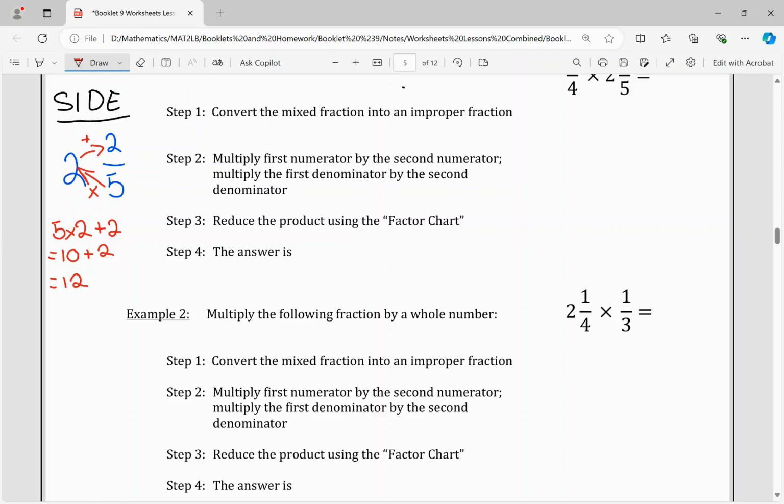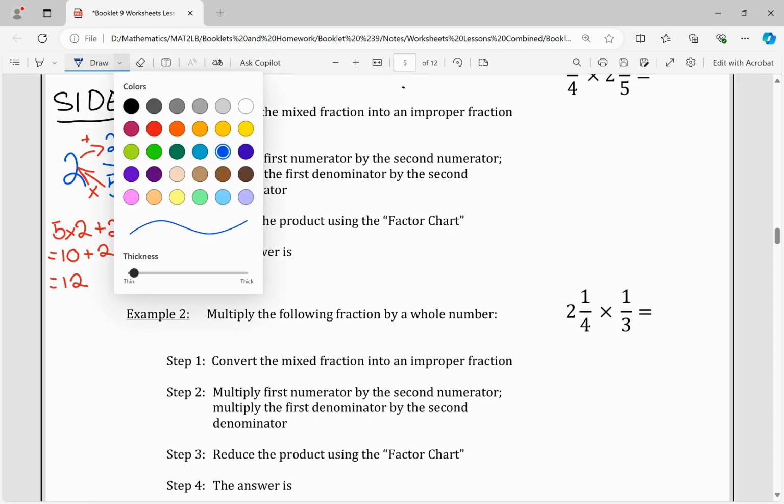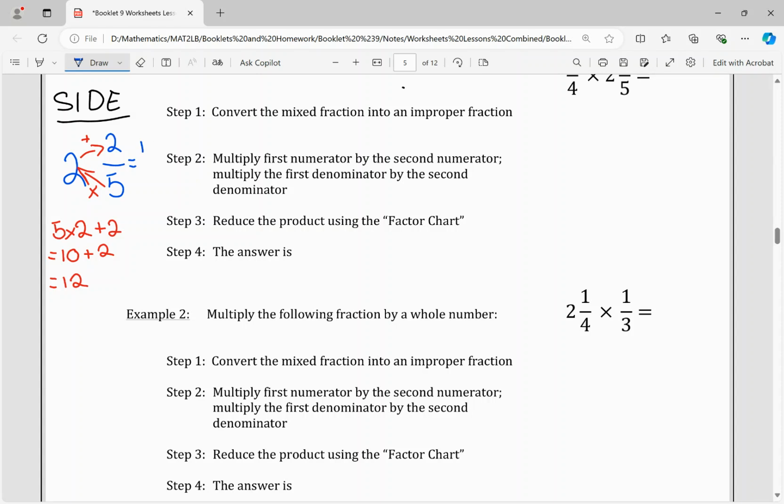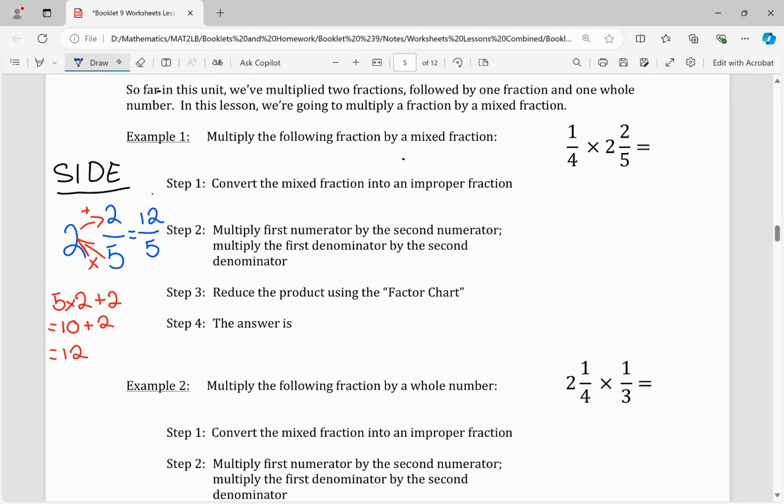Now, what does that mean? What that gives us is our new numerator. So 2 and 2 over 5 is equal to 12 over 5. Our new numerator is 12, and the denominator stays the same. The denominator is 5. So the denominator times the whole number plus the numerator gives you your new numerator over the same denominator. So that means that we can rewrite our original problem as 1 over 4 times 12 over 5.